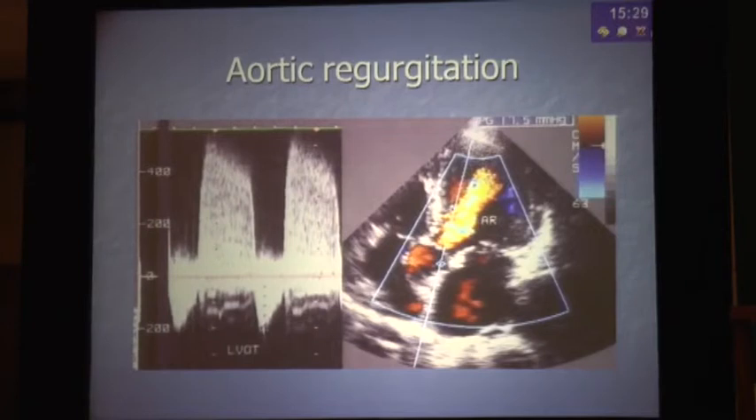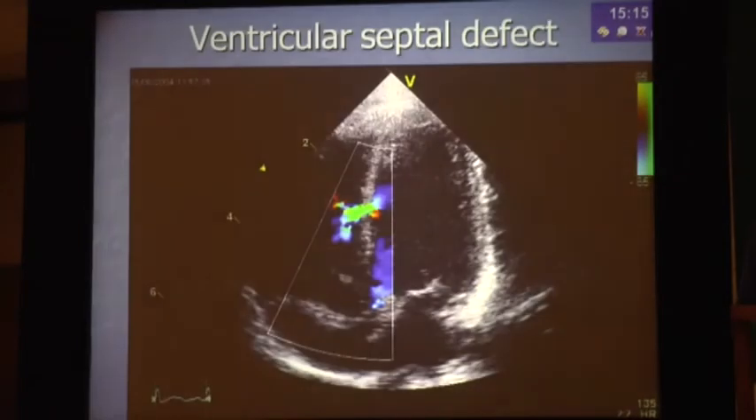Again, aortic regurgitation. This is an apical 5-chamber view: LA, LV, RA, RV. This is the aorta. So the LV should have pushed blood into the aorta, rather the blood is coming from the aorta back to the LV, demonstrating aortic regurgitation.